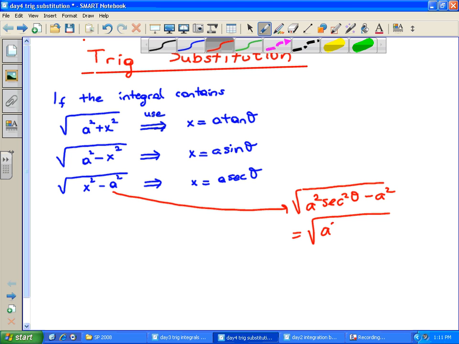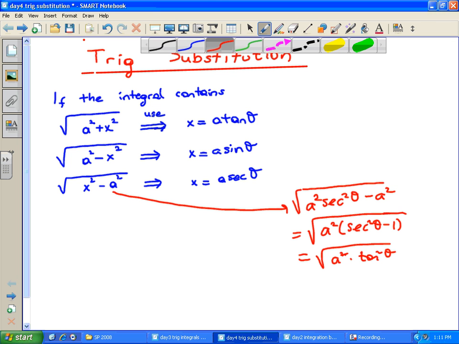Take out the a squared, so now you have secant squared minus 1. And what do we know about that one? What is secant squared minus 1? Tangent squared. Now can we take things out of here? This will come out as a times tan theta, right? A times tangent theta. So you see why they picked secant theta in that case and not another substitution, because secant theta is the one that makes this possible.